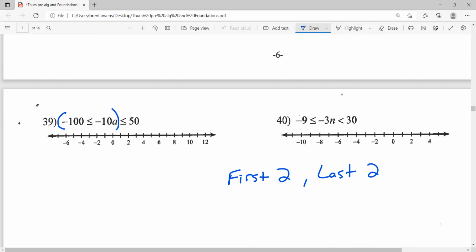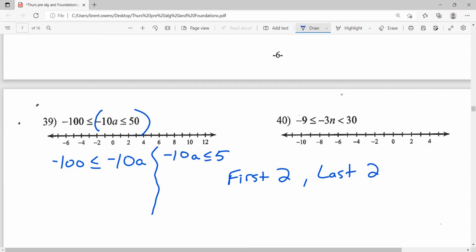So we're going to choose -100 is less than or equal to -10a. That'll be my first equation. And then my second equation will be -10a is less than or equal to 50. I'm just going to erase this note here so it doesn't get in the way. So on the left here, we're going to start off by dividing both sides by -10 because we want to get a by itself.